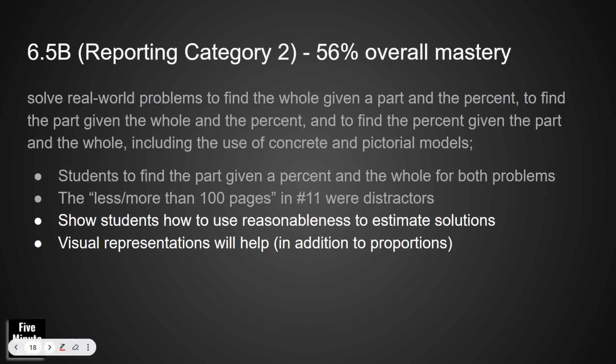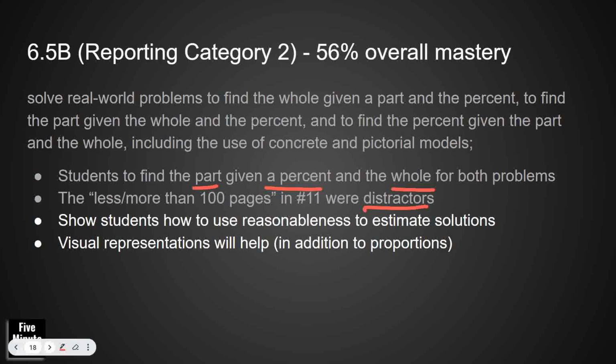So both of those items, which is not always the case, required students to find the part given a percent and the whole, which is probably the most common form of this. But obviously they need to be able to find the percent given a part and a whole, and find the whole given a part and percent, which is probably the most difficult. And then the less than 100 pages and more than 100 pages were definitely distractors. So that threw some kids off.